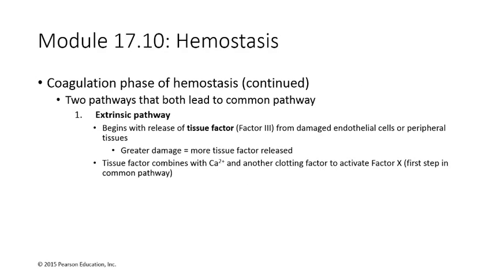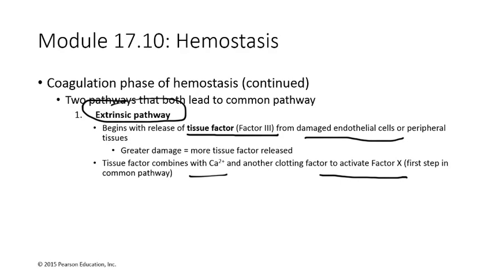Now there's two different phases for this coagulation, or two different pathways, and they both lead to the common pathway. There is the extrinsic pathway. This is going to release with tissue factor. Tissue factor is also called factor 3. This is released from the damaged endothelial cells. The more damage, the more of tissue factor that is released. Tissue factor will combine with calcium, and that will now make factor 10. And factor 10, as we'll see, is the first step in the common pathway.